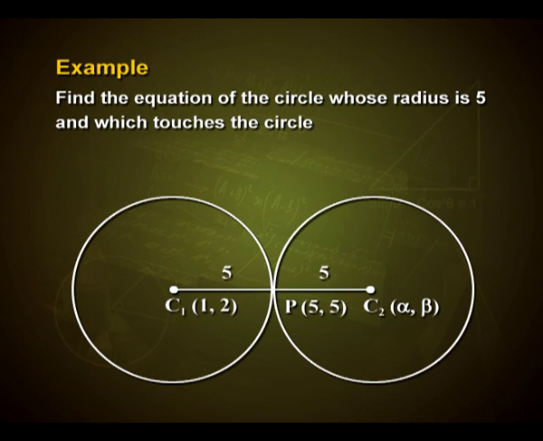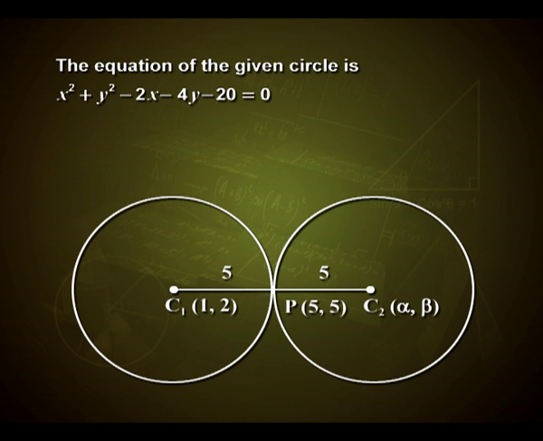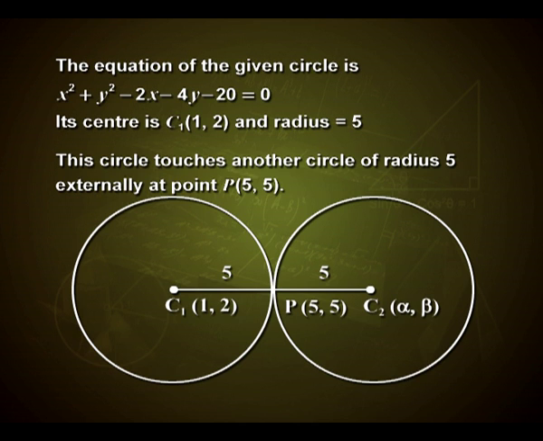Now, let us look at another example. Find the equation of the circle whose radius is 5 and which touches the circle x square plus y square minus 2x minus 4y minus 20 is equal to 0 externally at the point (5, 5). We can see in the figure here, the equation of the given circle is x square plus y square minus 2x minus 4y minus 20 is equal to 0. Its center is C1 (1, 2) and radius is 5. This circle touches another circle of radius 5 externally at point P, that is (5, 5).